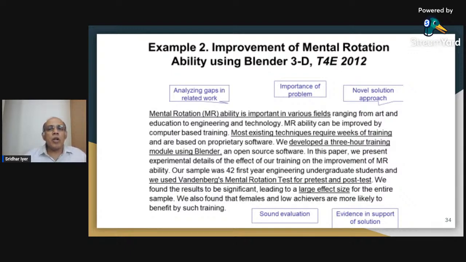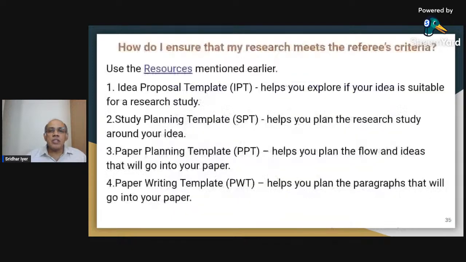Okay. So now, how do you ensure that your research meets the referee's criteria? Again, it comes back to the resources mentioned earlier. There are various templates to help you. If you don't yet have an idea, you can use this idea proposal template, which will help you explore if your idea is suitable or not. And then if you find that it is suitable, you can do a study and then submit it to a later conference.